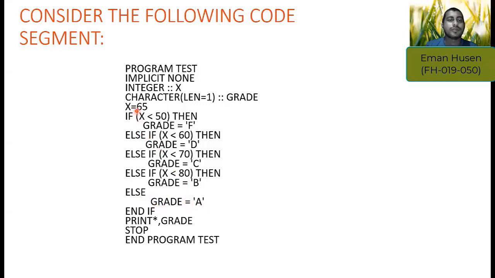In this program, we put x equal to 65. Here, 65 is greater than 60 and less than 70. If we run this program, then we get the grade C. That is all from here.